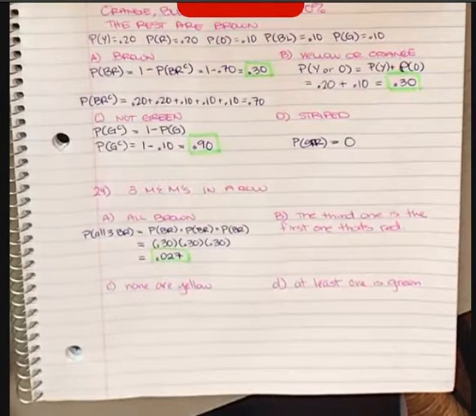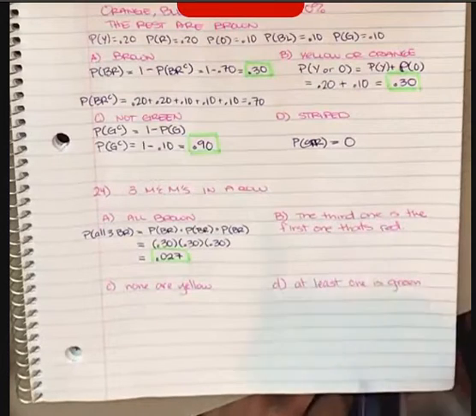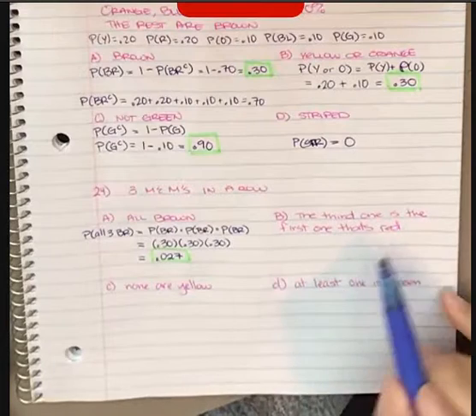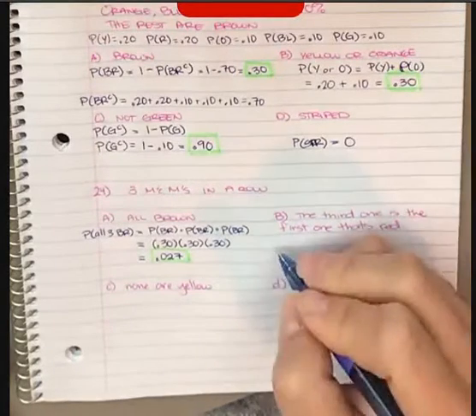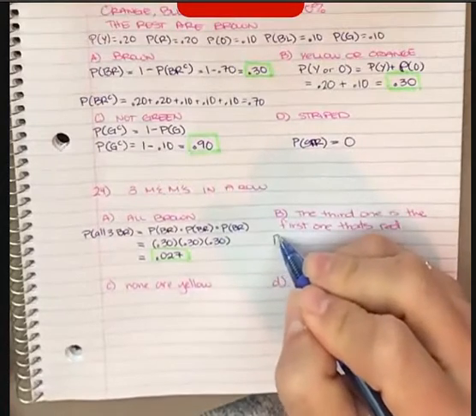Let's take a look at the next one, part B. This one is asking, what's the probability that the third one we pull is the first one that's red? Let's really think about what's happening here. If the third one that I pull is the first one that's red, what's really happening?